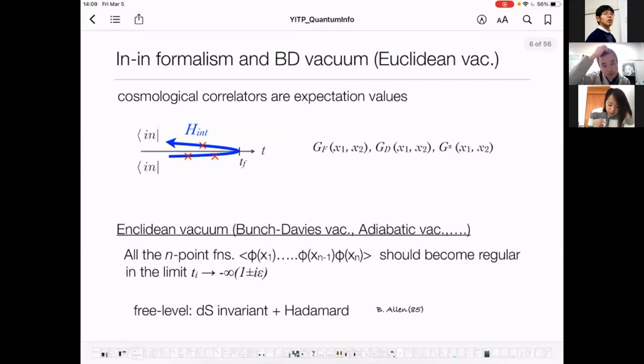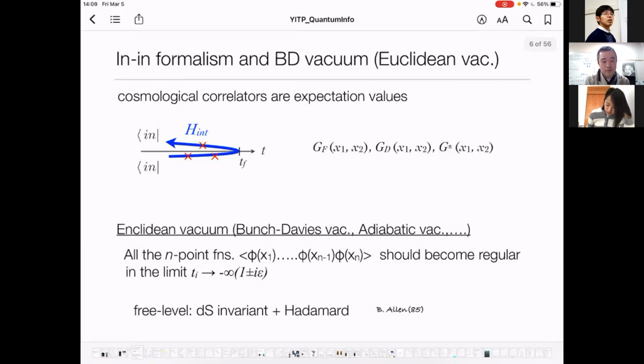And if you put the two points along this closed time path and then take the contraction, they appear as four different types of propagators, which are Feynman, Dyson, and the Wightman and the conjugate of it, unlike the case of in-out. And this is one thing I'd like to emphasize for cosmological correlators.